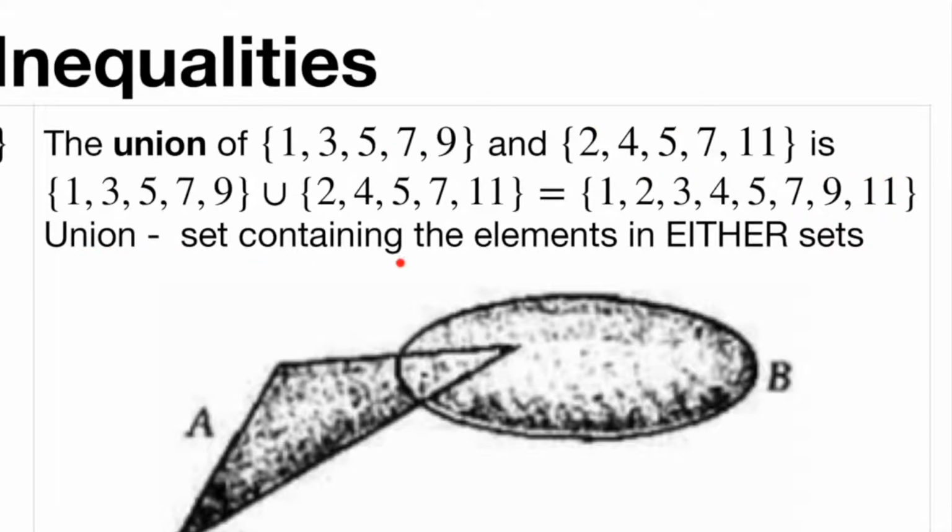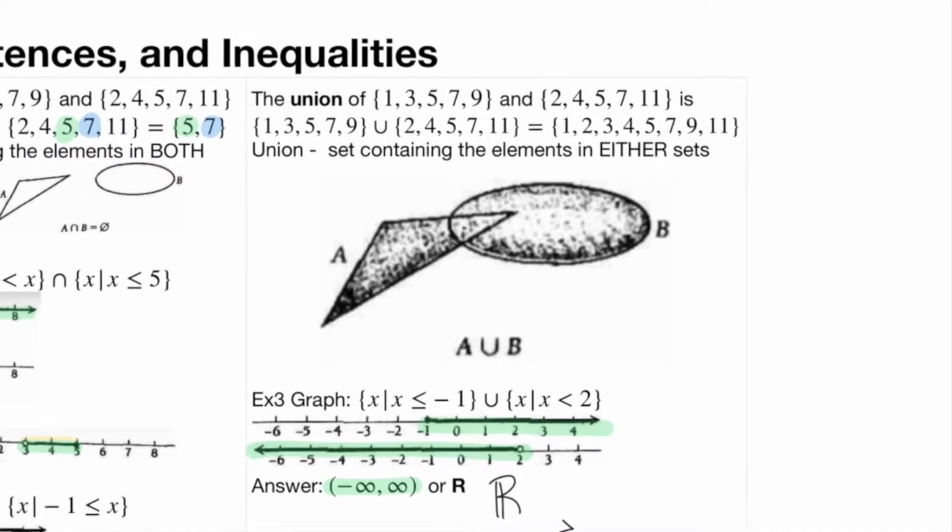And the union is the set containing the elements in either set. So here's all the points in triangle A, here are all the points in ellipse B. The union is going to be this whole thing, all of these points.